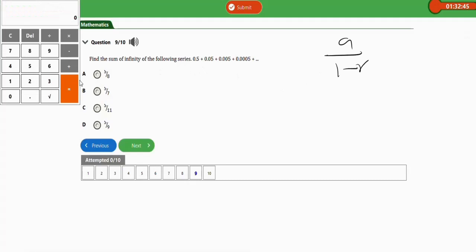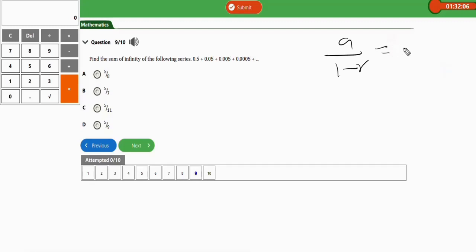It's going to give us 0.05 divided by 0.5. So we have the output to be 0.1. That's the common ratio. Either you do it this way, or you can do 0.005 divided by 0.05. We still get 0.1. So the common ratio is 0.1.